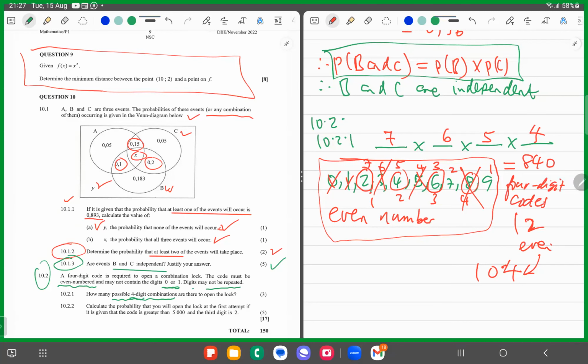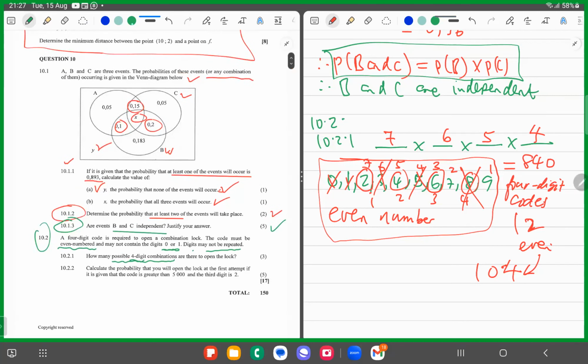Okay, now let's look at the next question. 10.2.2. Calculate the probability that you will open the lock at the first attempt if it is given that the code is greater than 5,000 and the third digit is 2.